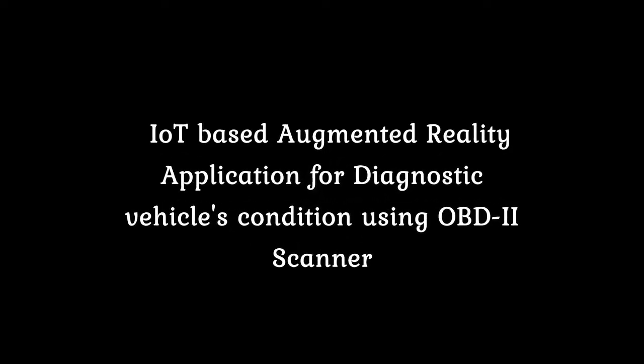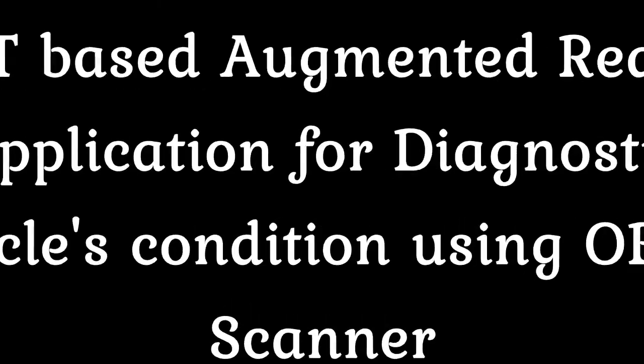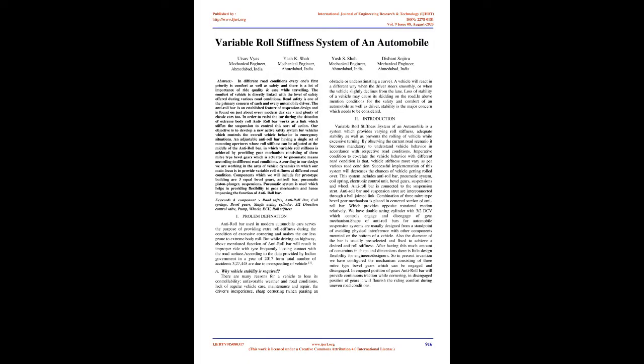Variable roll stiffness system of an automobile. Abstract: in different road conditions, everyone's first priority is comfort as well as safety, and there is a lot of importance of ride quality and ease while traveling. The comfort of a vehicle is directly linked with the level of safety offered during various road conditions. Road safety is one of the primary concerns of every automobile driver.